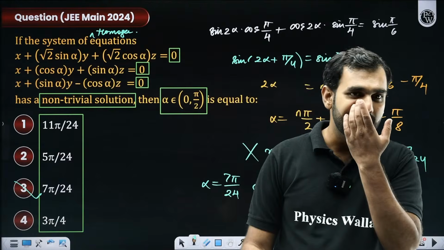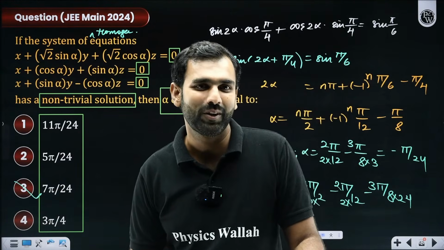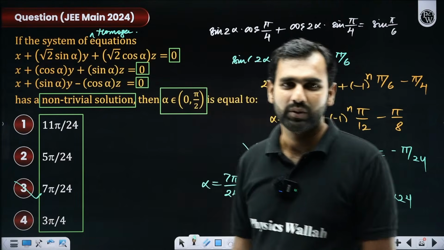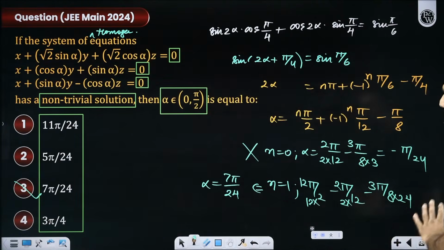It's Dinah. I hope I'm pronouncing your name correctly. It's a live class, already going live. Thank you so much, Deeps, for your response. I hope everybody got this. 7 pi by 24, option C will be the answer. Shall I move ahead from here?